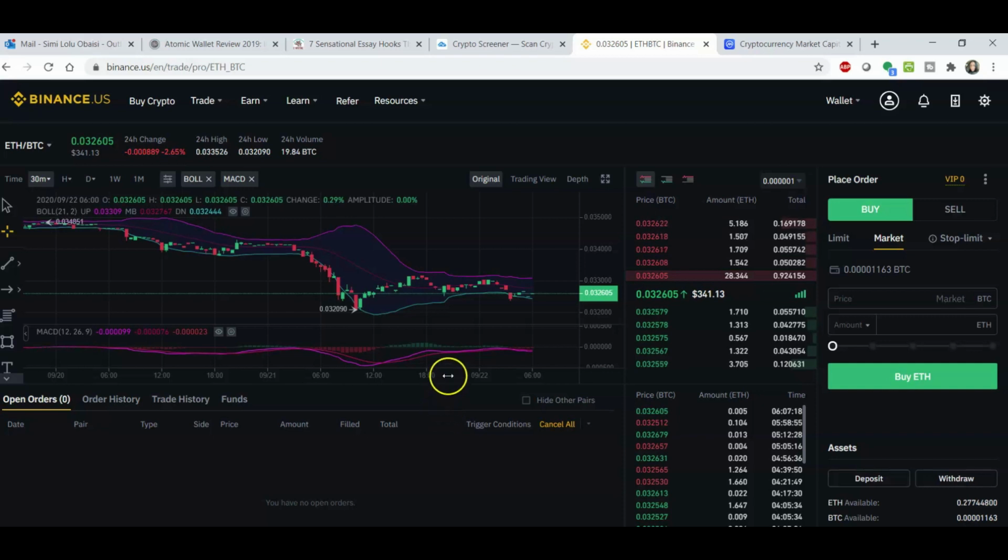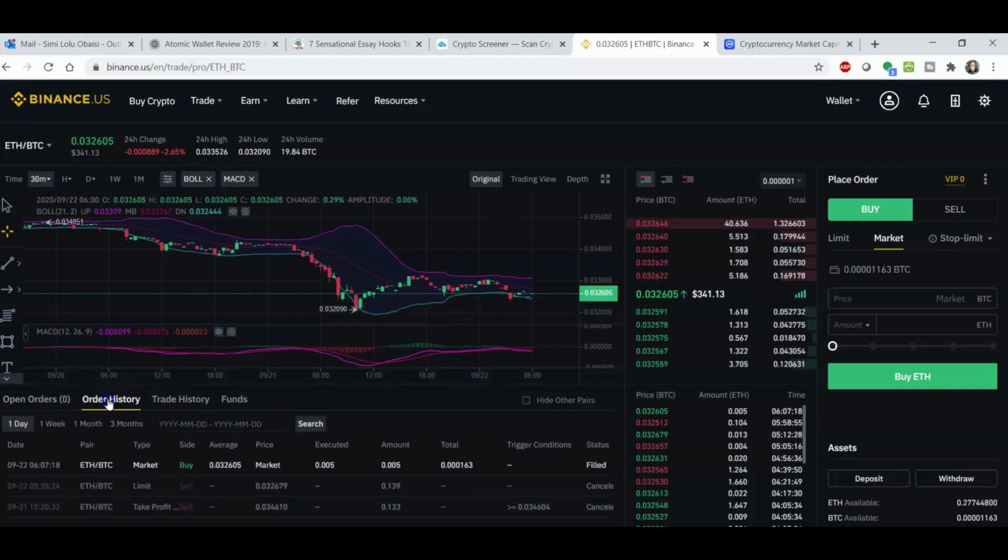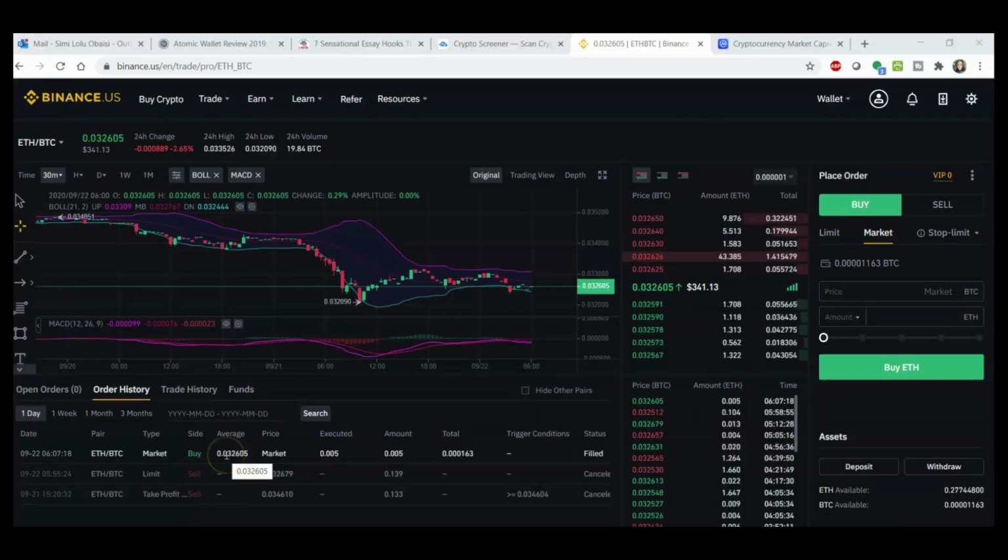The next thing you want to do once you've made any purchase, of course, is to set your stop loss. So let's look under my order history, and it shows that I've bought Ethereum at this price. So it tells me I bought it at market price, but this is the average price at which it purchased my Ethereum for me, 0.032605. I want to set a stop loss below this market price.